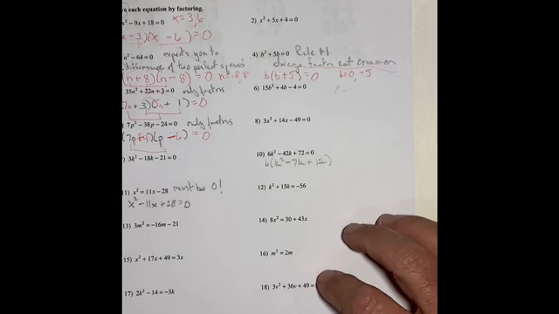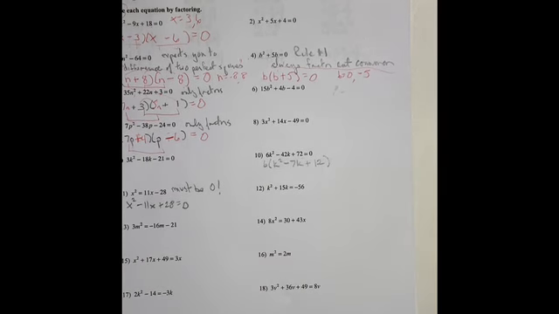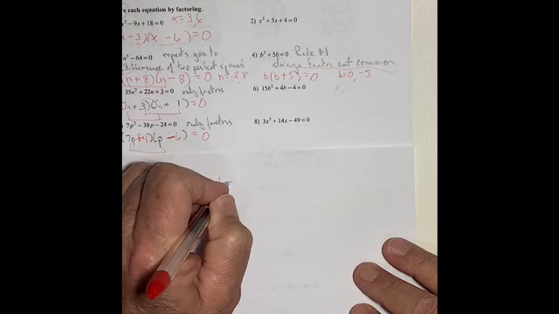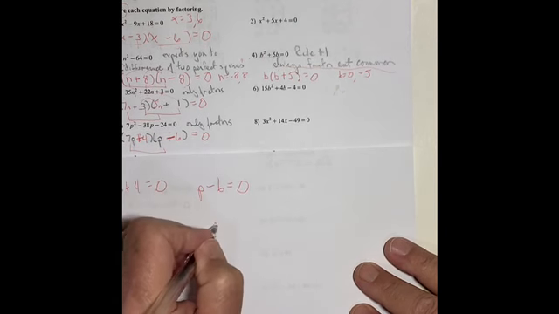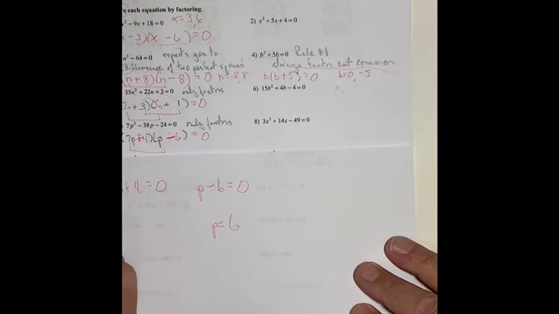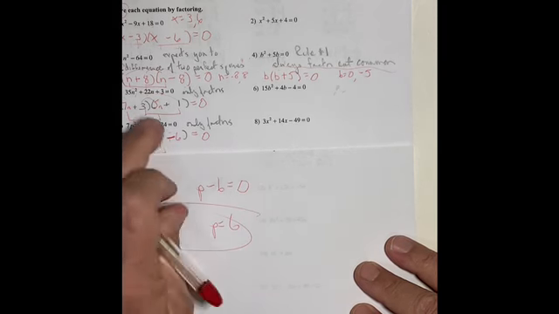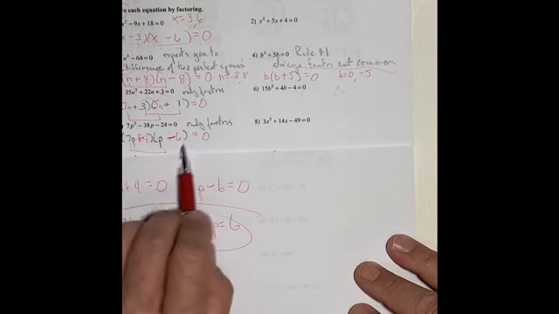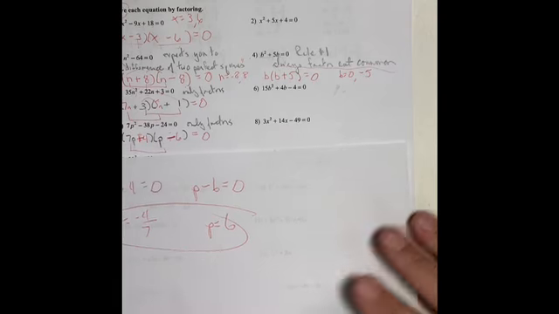So to solve this, if 7p plus 4 is equal to 0, or if p minus 6 is equal to 0. So p is 6, or p is negative 4/7. There's my two answers for that problem. So hopefully you kind of see a pattern. What I'm trying to do is figure out what can I multiply to get back to here.